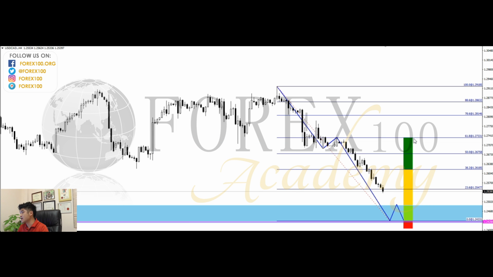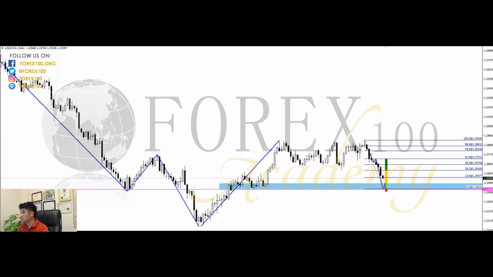And the final take profit level, for traders who like to trade this like a head and shoulder, I'll be doing this. The completion of this, do a Fibonacci extension.